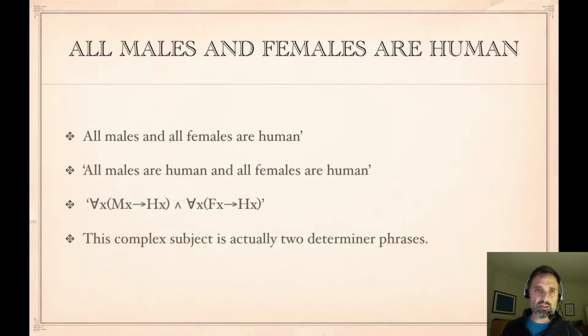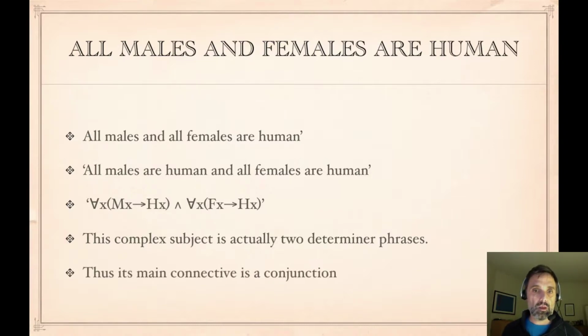And what's key to see what's going on here is that in this case, the complex subject is actually two determinative phrases. So when you see a complex subject, you have to think, is it one determinative phrase or two determinative phrases? Is it one determinative phrase with a complex noun phrase, like every lonely novelist? Or is it two determinative phrases, each with their own noun phrase, in this case, like all males and all females? And so in this case, the main connective is a conjunction because it's all males and all females.